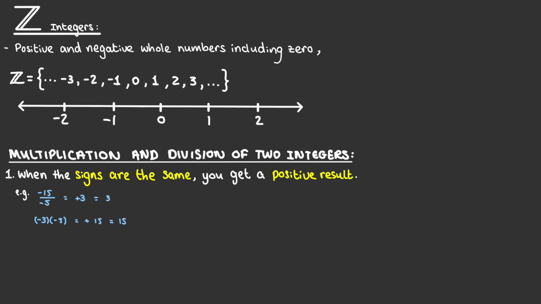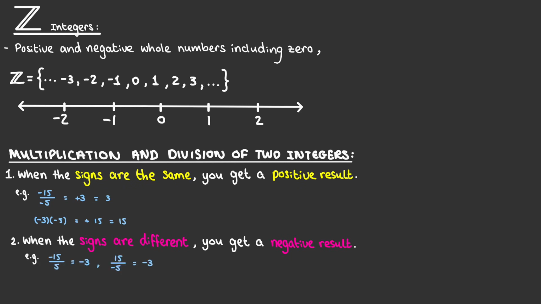An obvious result which I won't write down is multiplying or dividing two positive numbers. Since their signs are the same, you get a positive result. When you multiply or divide two numbers with different signs, you get a negative result. For example, dividing minus 15 by 5 gives minus 3. The same is true if the minus is swapped between the numbers. For example, dividing 15 by minus 5 gives you minus 3. And again, by multiplying minus 3 by 5, or 3 by minus 5, we get minus 15 as a result.